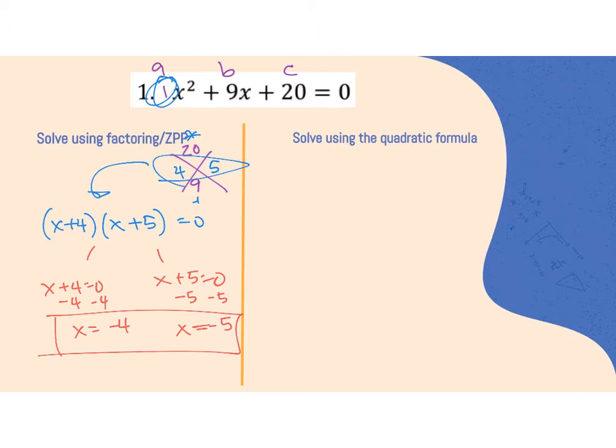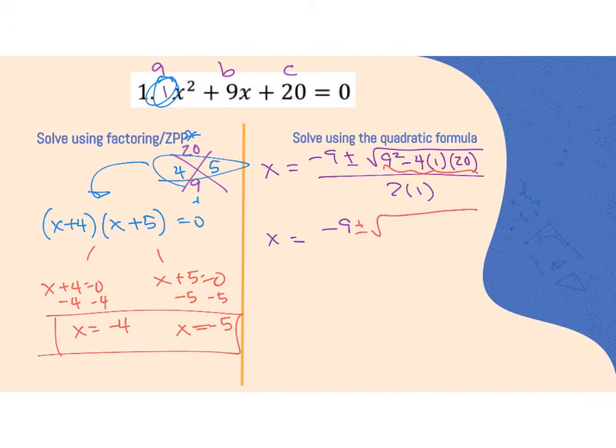Now let's take a look at what would happen if I use the quadratic formula. So if I use the quadratic formula, I'm going to plug my a, b, and c into that equation. So I have x equals the opposite of b, that's negative 9, plus or minus the square root of b squared, 9 squared, minus 4 times a times c, which is 20, all over 2 times a, which is 1. If I take care of underneath the radical first, 9 squared is 81. 4 times 1 times 20 is 80, so subtract your 80, all divided by 2.